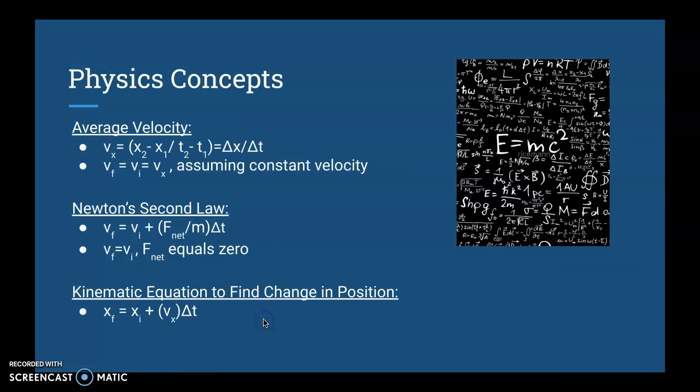Some of the physics concepts that were involved in this lab include the average velocity formula, and assuming that we have constant velocity, that the initial velocity and final velocity are equal to the same value; Newton's second law, and then assuming that the net force is equal to 0, that once again final velocity and initial velocity are the same; and the kinematic equation to find change in position. We should be interested in these physics concepts because the relationship between net force, velocity, and position can be manipulated to change the movement patterns of any object.